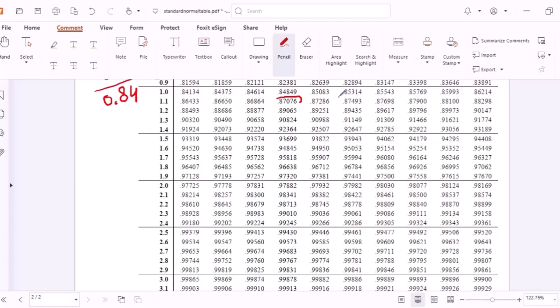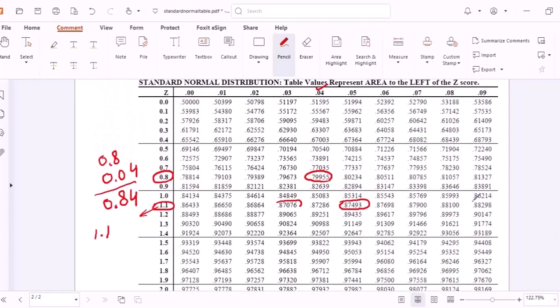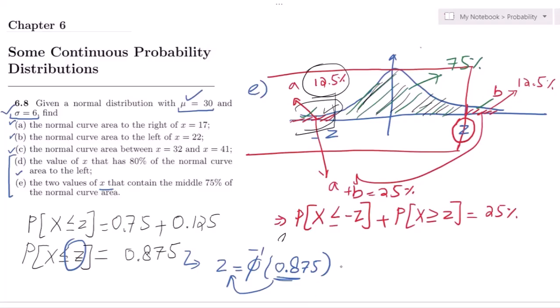Okay, this is the 0.875. So it is 1.1 in the row, and in the column, what is it? It is 5. So 0.05. So it is 1.15. So the value of z is 1.15. This is the value of z, and similarly the value of minus z would be minus 1.15.